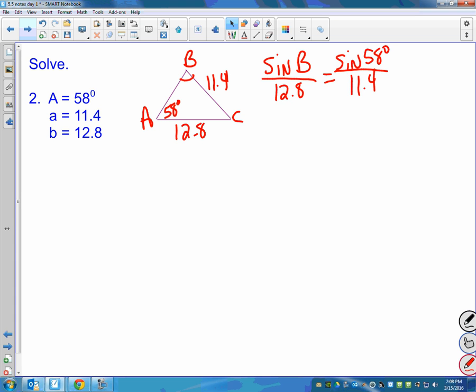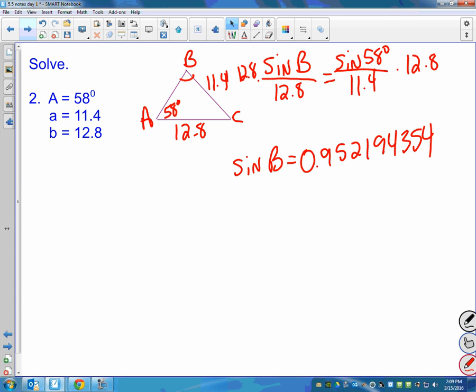And just like the last one, I'm going to multiply by 12.8 to move that over. But notice now we're solving for the angle, not the side. So this is not what B equals, it's what the sine of B equals. So when you type that in, you should kind of get an answer that you think's wrong at first, because you think it should be... When I type that in, I get 0.952194354. You get that?